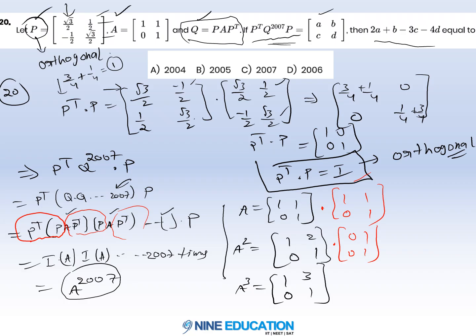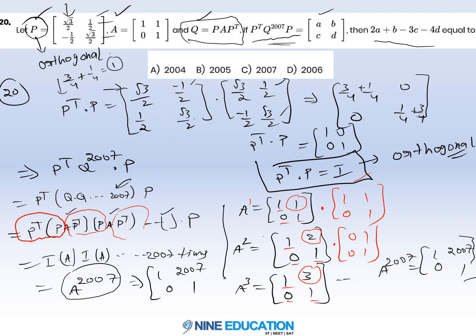So what is the pattern that we are observing? If we observe, 1, 0, 1 is common in A, even in A square, and even in A cube. In A power 1 we got 1, in A power 2 we got 2, in A cube we got 3. So from this we can conclude that in A power 2007 we'll get 1, 2007, 0, and 1. Okay, so this is A power 2007. It is given as A B C D. That means from here, the A value is 1, the B value is 2007, C is 0, and D is 1.